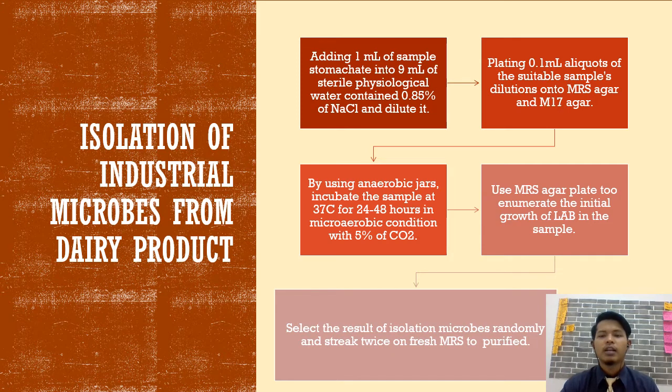Using MRS agar, we will plate to enumerate the initial growth of lactic acid bacteria in the sample. After that, select the isolated microbes randomly and streak twice on fresh MRS to purify.